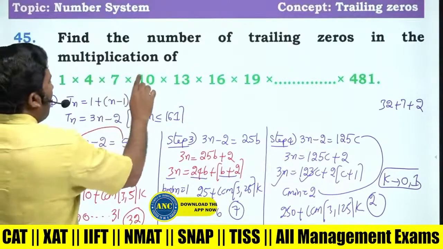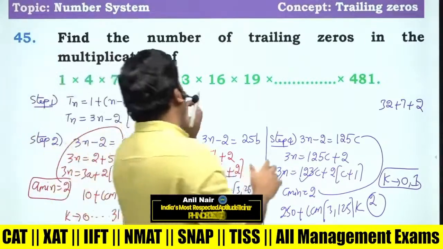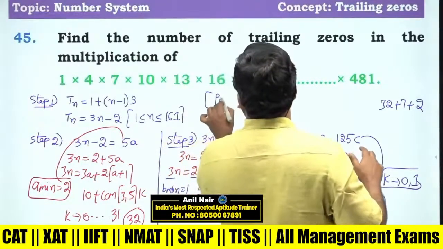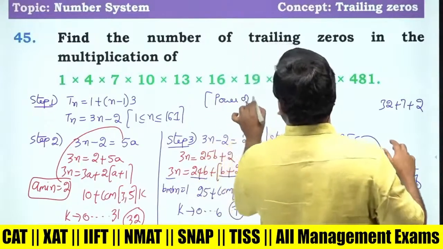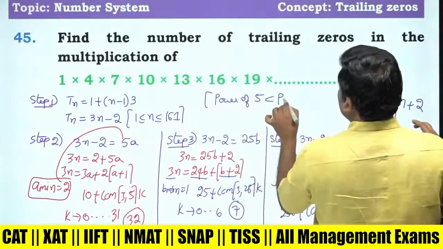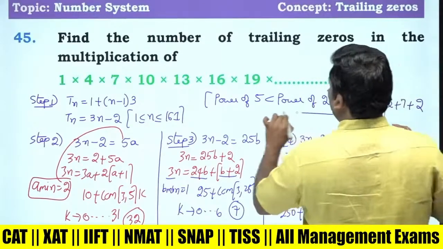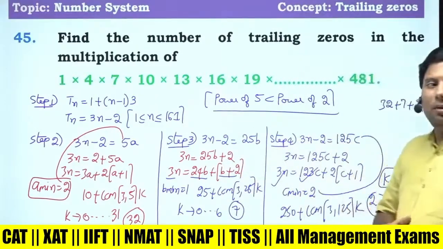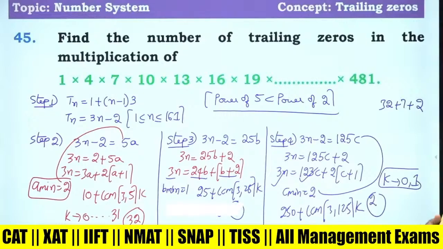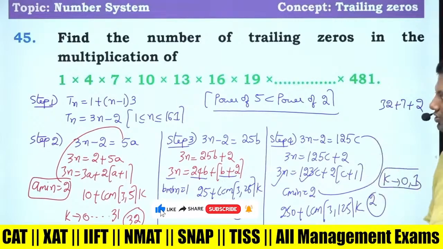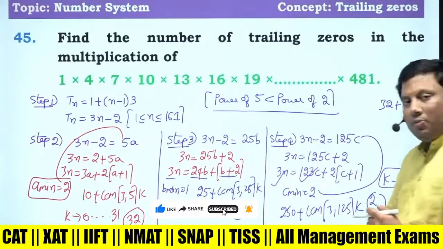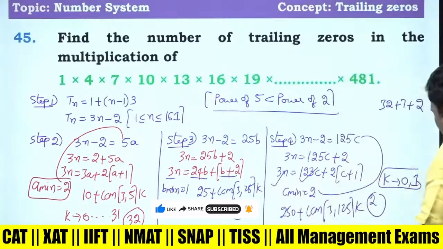The powers of 5 are less than powers of 2. So only I will show attention on powers of 5. Power of 5 is less than power of 2. This is the step-by-step process to solve the question. I hope the idea is clear. Next one.